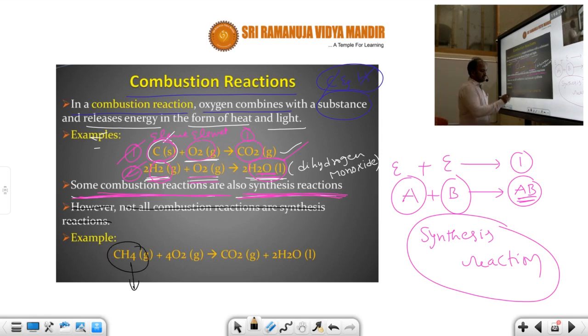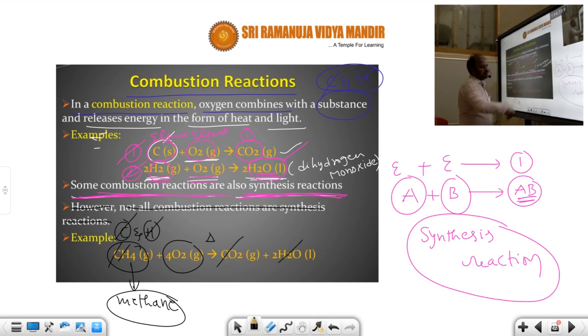Suppose you take methane. Is this a hydrocarbon or not? In methane, carbon is present as well as hydrogen. This methane hydrocarbon reacts with oxygen in the presence of heat to produce its corresponding oxides. The elements in methane are carbon and hydrogen. Carbon forms carbon dioxide, hydrogen forms dihydrogen monoxide, and a certain amount of heat is released. That's why this is a combustion reaction, but it is not a synthesis reaction.